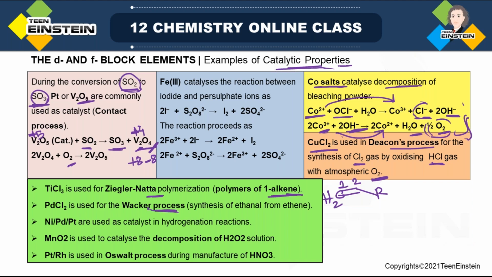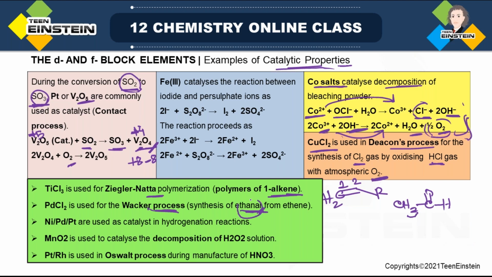PdCl2 is used for the Wacker process, and the Wacker process is basically the synthesis of ethanal. Ethanal means, what does al mean? Aldehyde. So 2 carbons, because it is eth. So CH3CHO, ethanal.